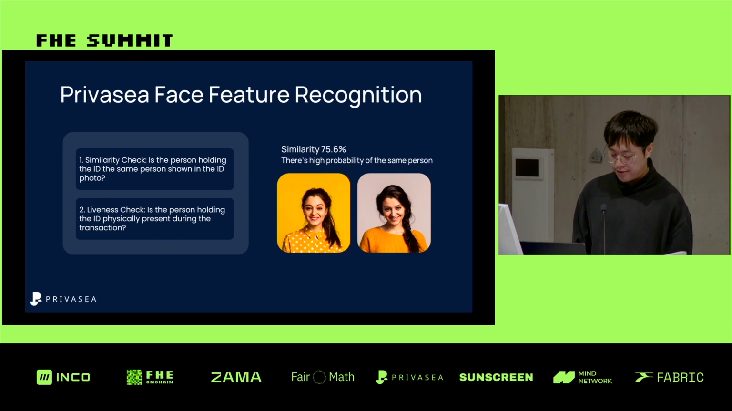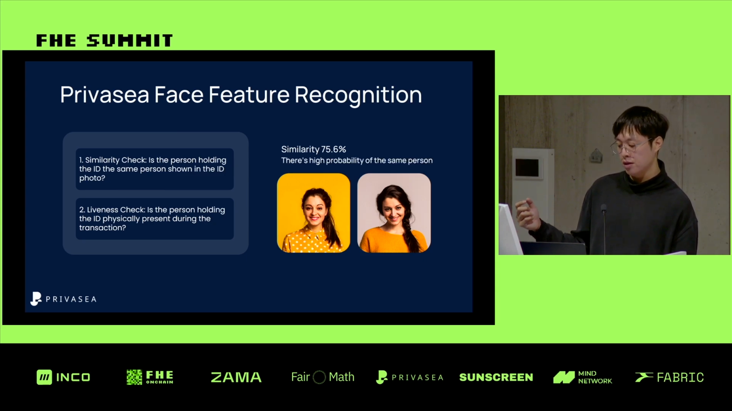Our Privasea face recognition system uses FHE to perform secure biometric authentication. This system can check the similarity between a person's live image and their ID photo. So it ensures both the similarity check, is the person holding the ID the same person shown in the ID photo, and also the liveness check. So is the person holding the ID physically present during the transaction? So is he or she a real human? That is the liveness check.